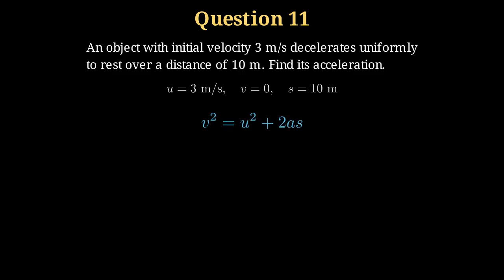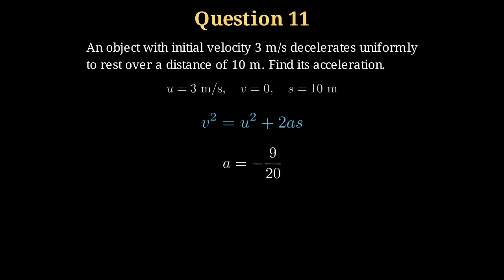We have u, v, and s, and we want a. So we use the equation of motion v squared equals u squared plus 2as. Substitute the numbers. 0 equals 3 squared plus 2 times a times 10. 3 squared is 9, and 2 times 10 is 20. So 0 equals 9 plus 20a.